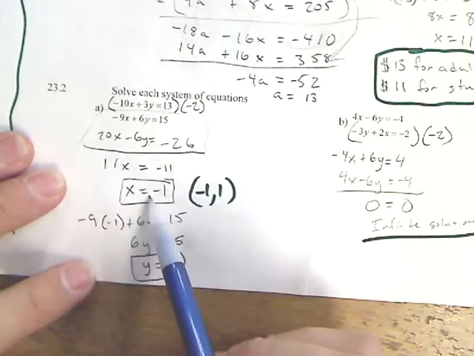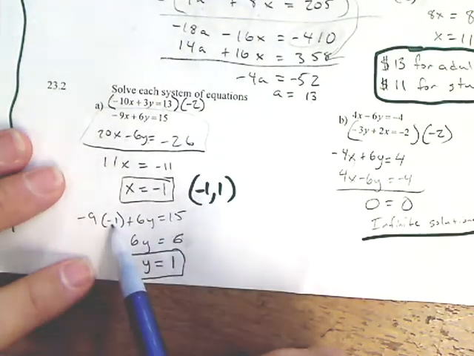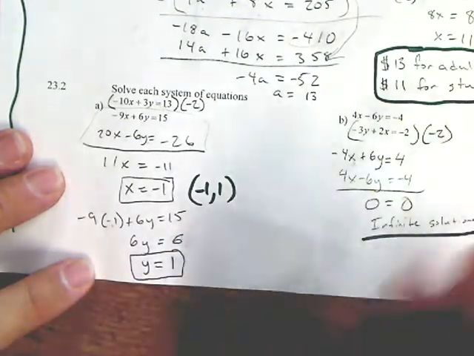Positive 11, x equals -1. Plug the -1 into one of the equations, solve, and I get y equals 1. You can write it as a point.